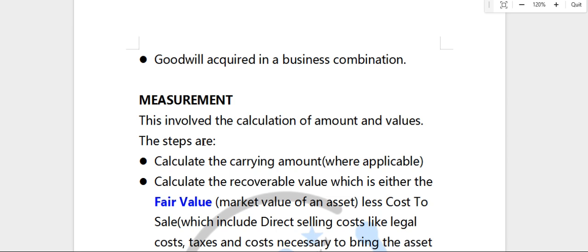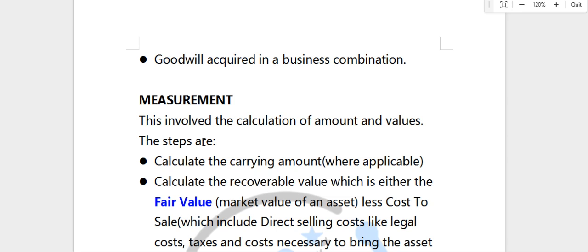the fair value of an asset does not necessarily mean that you want to sell the asset. But we are saying that if you are to sell the asset now, how much will you receive for that asset? That is what we know as a recoverable value. The amount that can be recovered if you are to sell the asset as at now. That is the simple meaning of fair value.